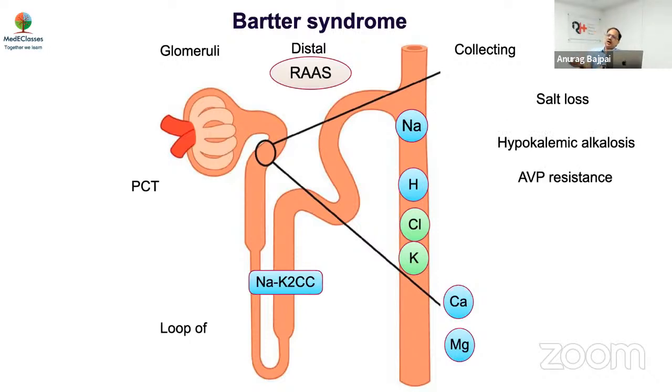There will also be an induced AVP resistance because of hypokalemia, which will cause polyuria and a DI-like picture. And you will also lose calcium and magnesium. The calcium loss will cause hypercalciuria and nephrocalcinosis. So the most severe form will actually present even before birth with polyhydramnios, and subsequently there will be a lot of failure to thrive. So this is the classical presentation as far as Bartter syndrome is concerned.